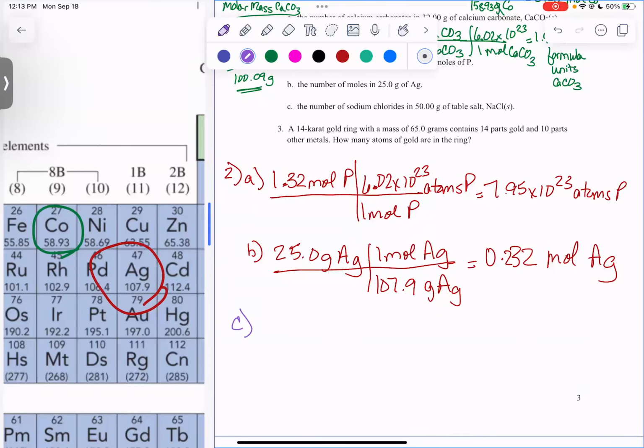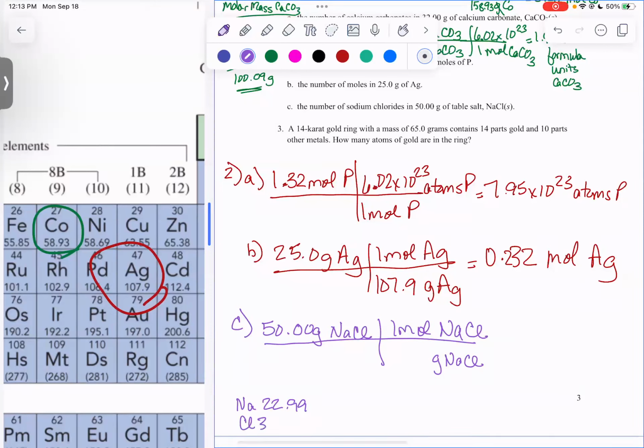All right, C is a little bit different. The number of sodium chlorides in 550 grams of table salt, NaCl. So I'm going to start with this. I want to get rid of the grams on the bottom. And I want to go to moles. So now my question is how many? So if sodium is 22.99 and chlorine is 35.45, you should get 58.44. And that goes right there. Or 4 grams of NaCl in 1 mole of NaCl.